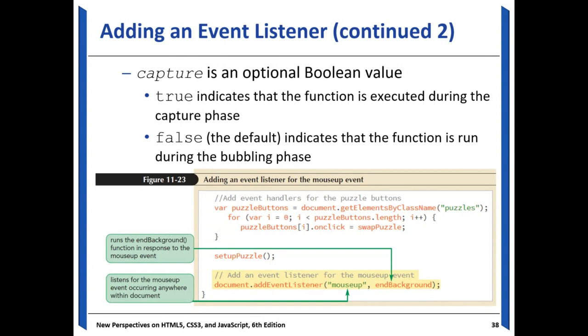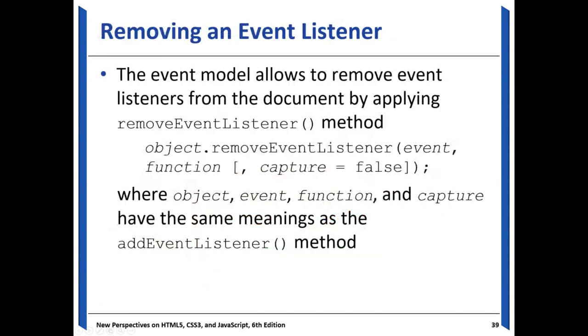So we see an example of our code here, document.addEventListener. In this case, we've added mouseup, so it listens for the mouseup event to occur anywhere within the document. When that happens, it runs the endBackground function in response to the mouseup event. So this function will run when a mouseup is found.